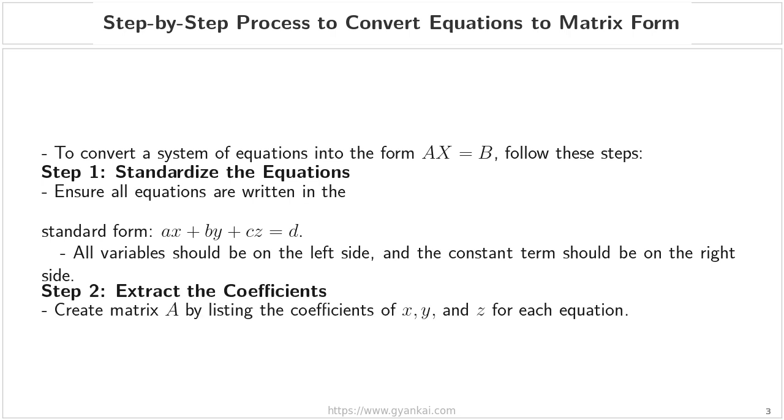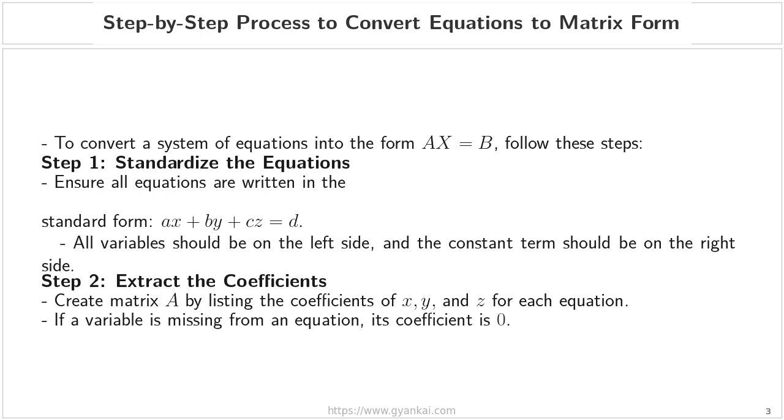Step 2 is to extract the coefficients. This is where we build our matrix A. You will simply list the numerical coefficients of x, y, and z for each equation into the rows of the matrix. Now, pay close attention here. If you see an equation where a variable is missing, do not just skip it. You must treat that missing variable as having a coefficient of 0.